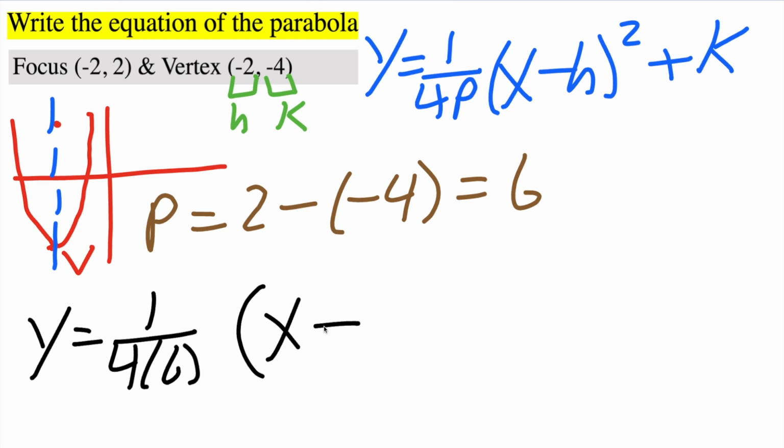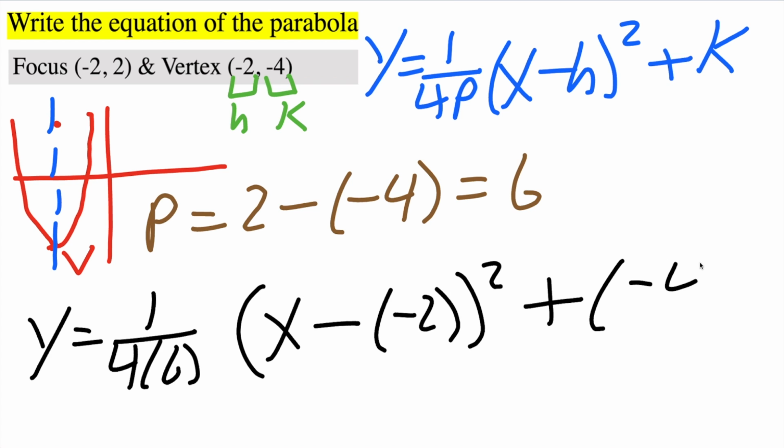H is -2, so minus -2. But you know, I'll go ahead and put -2. We'll clean it up next. Plus k, and k is -4. But I can put plus -4. Next step, I'm going to clean it up.